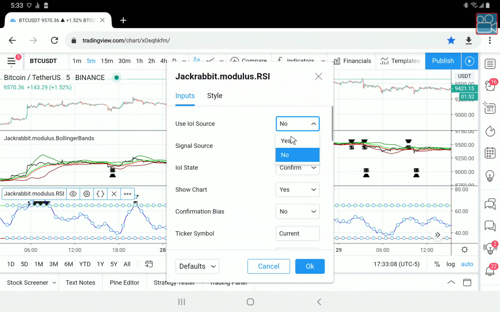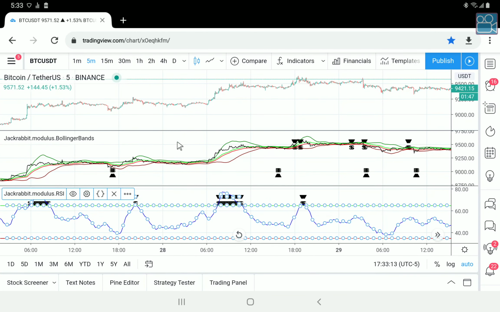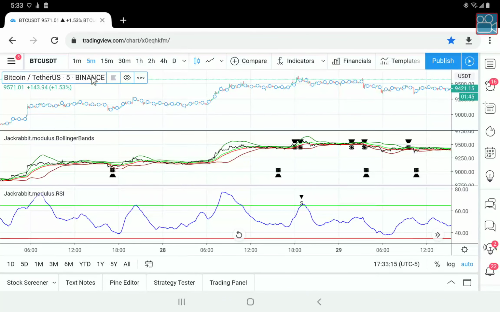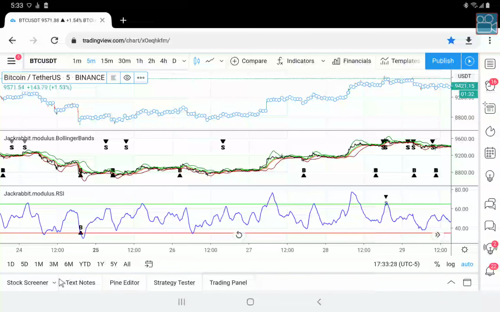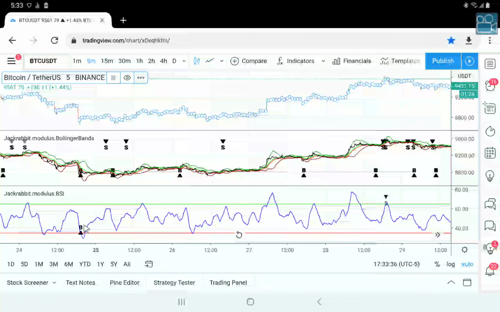Turn on confirmation bias. And now the RSI chart is going to change to show only where RSI and Bollinger's line up. So this is going to be the sell signal. And this is the buy signal. So as you can see, they line up. So when you place your alerts, this is where you're going to place your alert off of the RSI itself.